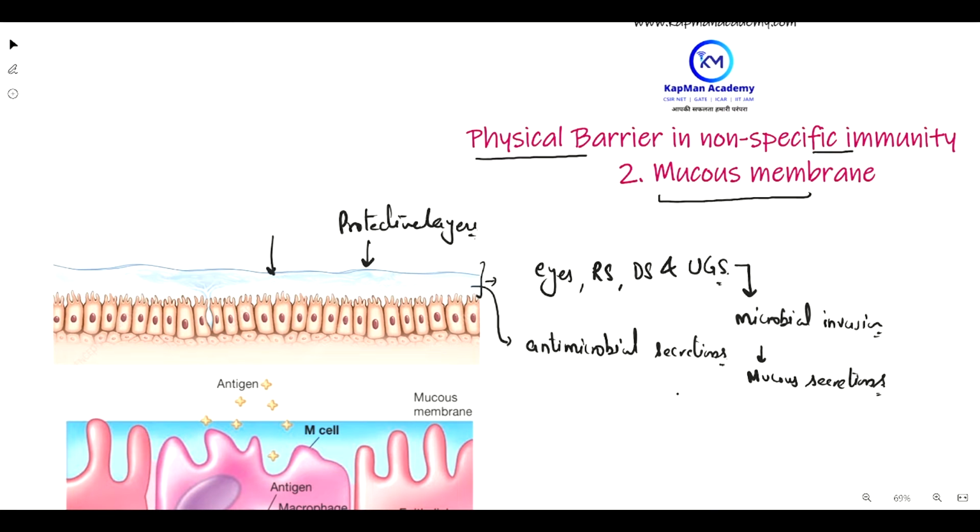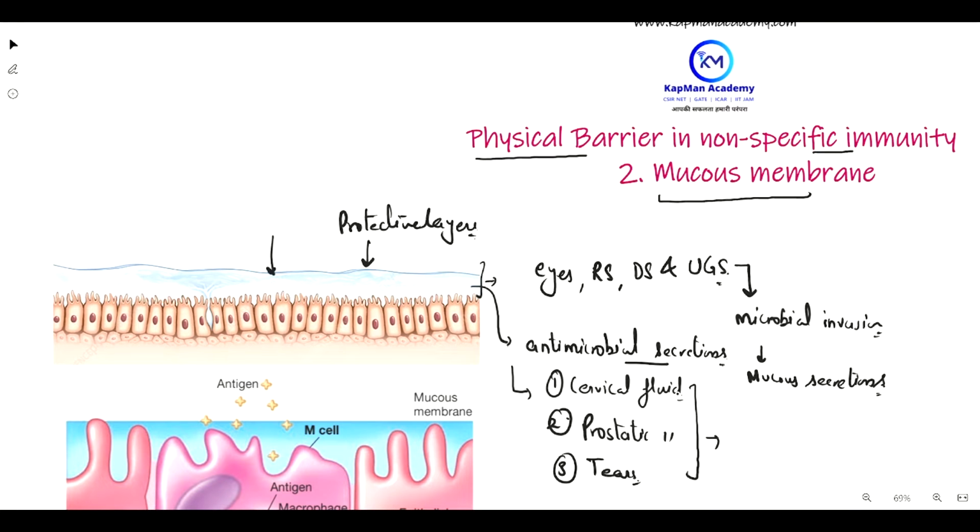These mucosal secretions include, number one, cervical fluid, second, prostatic fluid, and third, the common one, your tears. They all contain antimicrobial molecules which are toxic for bacterial cells, or you can say the foreign substances.